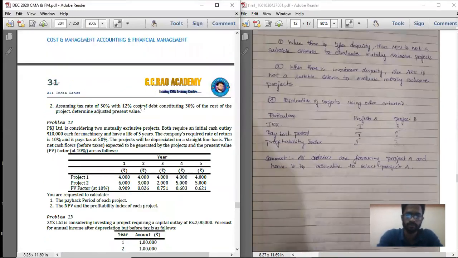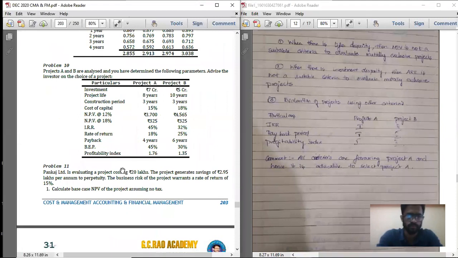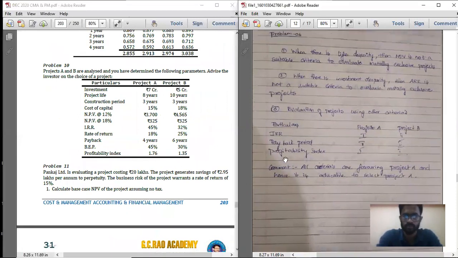Come to problem number 10. See, here in problem number 10, it is very simple. They have given all the data. There is no data missing. They are just asking us to advise the investor to select the project. So you being a CFO of a particular company, in your company there are two projects, project A and project B, and you are going to comment on which project is best for the investor. That is, for a company, which project we should select. So that is what you are going to comment using this data.